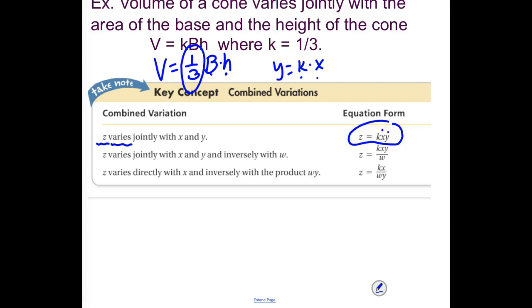Okay. The second example, z varies jointly with x and y, so just the same thing we had earlier, and inversely with w. So think about an inverse variation. Our x was in the denominator. All right. So now we have the z equals kxy that we had from our first example here, but we've added that dividing by w. We've included an inverse variation with w. Third one, z varies directly with x, so z equals kx, and inversely with the product wy. So when it tells you something is a direct one, you're going to put it in the numerator. When they tell you it's an inverse one, you're going to put it in the denominator.